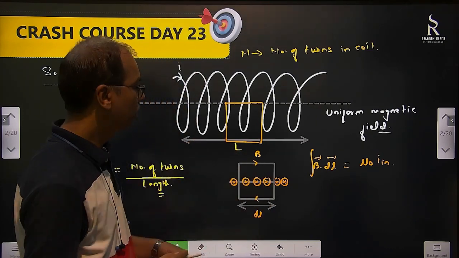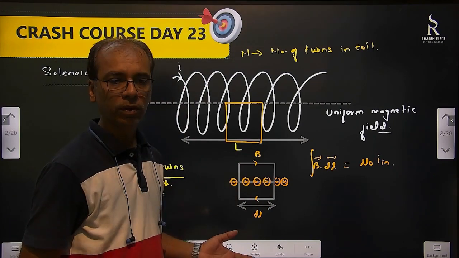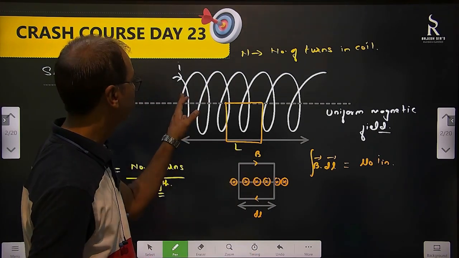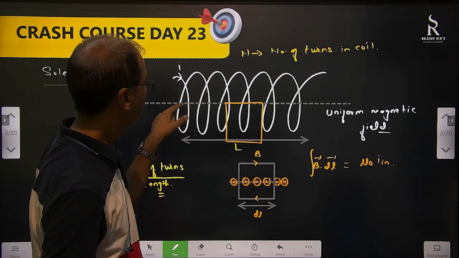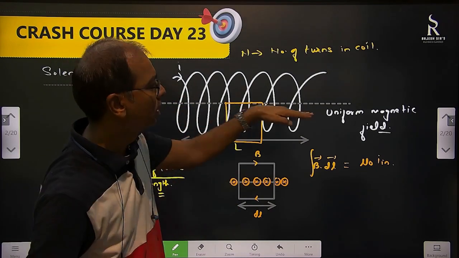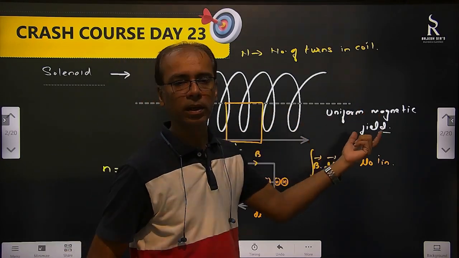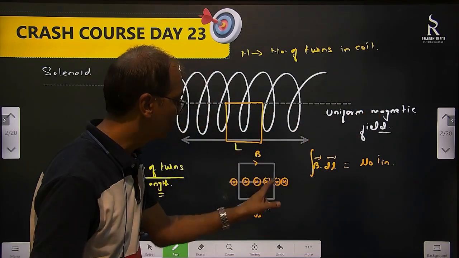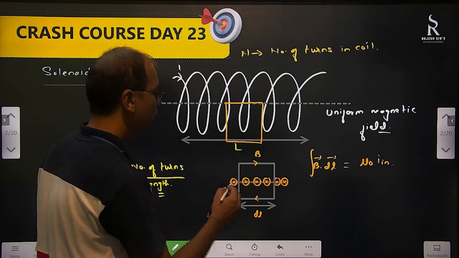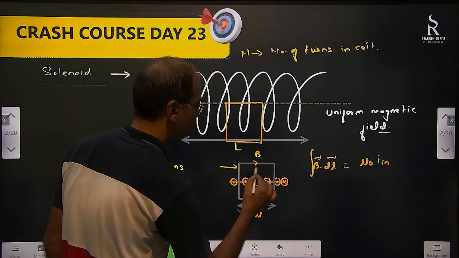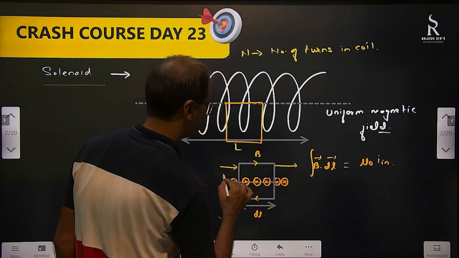Okay, what about this? There is no magnetic field over here, because this segment is here, either here or here. Magnetic field is only along the axis. That's what we are saying, uniform magnetic field. So magnetic field cannot be in this direction. Okay, so here all magnetic field is like this only. This is the direction of magnetic field.